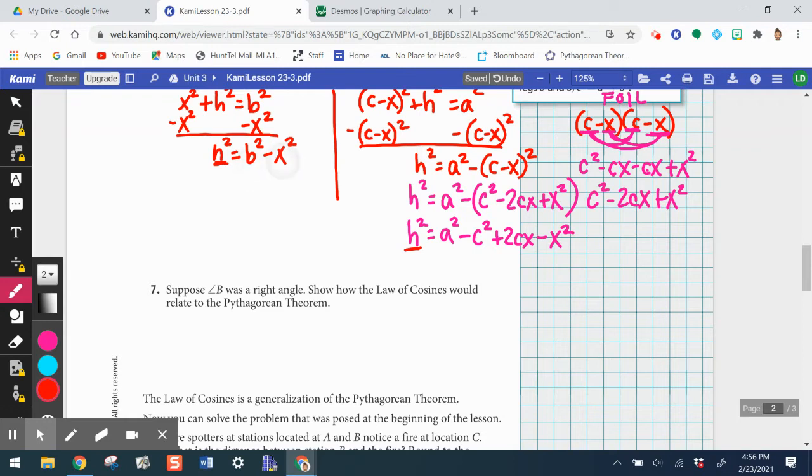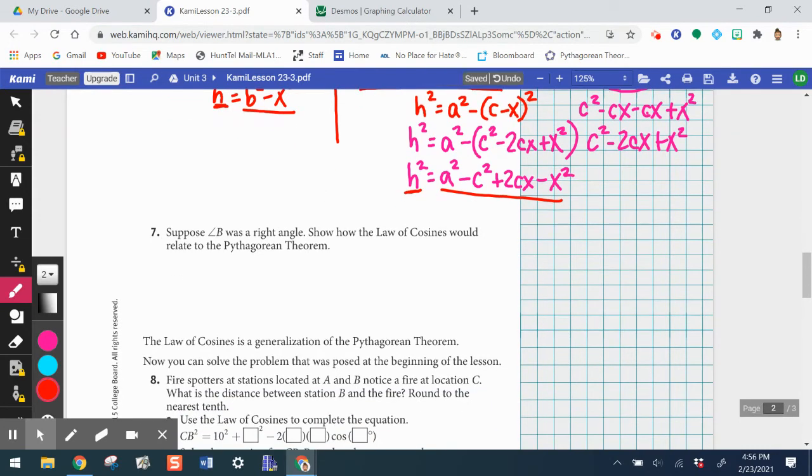So since b squared minus x squared is equal to h squared, and this long string of variables is also equal to h squared, I'm going to set this equal to this. I'm actually going to do that work here. So b squared minus x squared is equal to a squared minus c squared plus 2cx minus x squared.